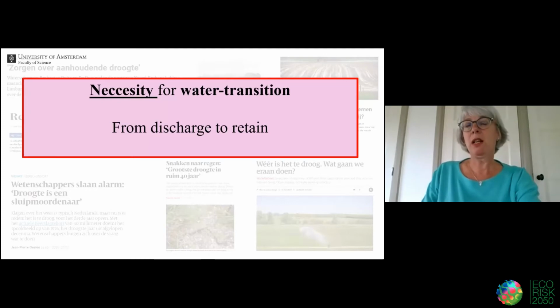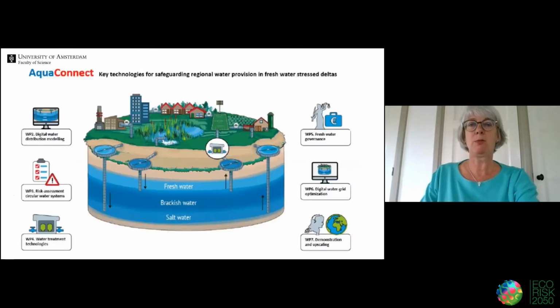There we had a lot of alarms, in fact, a lot of press releases also these last 3 years of dry summers. So very widely in the Netherlands now we see the necessity not only for an energy transition but also for a water transition. Of course, historically we are very good in discharging the water, so bringing it as fast as possible to the sea, but we see now the necessity to retain this much better.